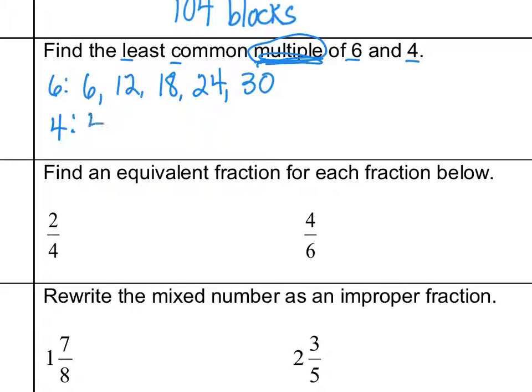And then 4, 8, 12. Oh, you know what? I already have a match. I can stop right there because I was supposed to find the least one. That means the smallest that they both had in common. So the answer is 12.